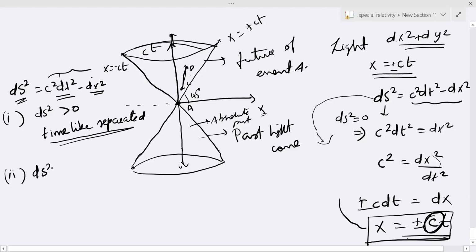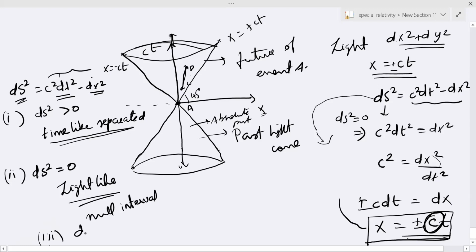Okay, and if d square is equal to 0, this is known as light-like because this corresponds to light. Okay, this corresponds to maximum speed in our space-time, and this is known as light-like. It's also known as null interval. Okay, light-like interval or null interval. Okay, and we also have a third possibility where d square is less than 0. Okay, these are space-like separation or space-like interval.